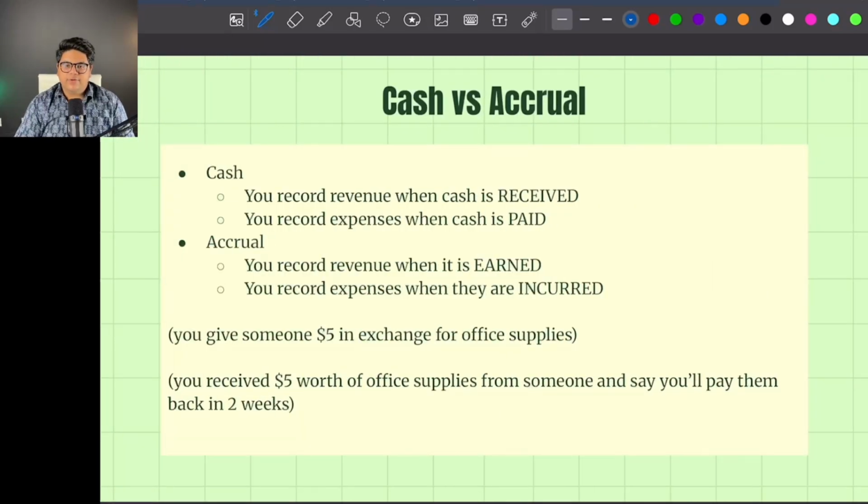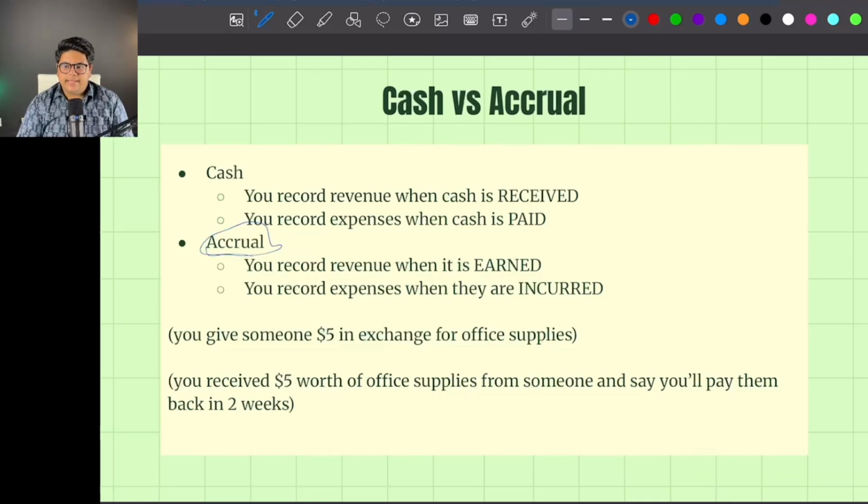Basically, there are two kinds of accounting methods: cash and accrual. Cash is when you record revenue when cash is received, like physical cash. Actually, it doesn't have to be a physical dollar bill. It can be bank receipts or credit cards, debit cards. But basically, whenever cash is transferred, we call that cash accounting. And whenever your revenue or expense is earned or incurred, that's called accrual accounting. We do accrual accounting. This is what we focus on.